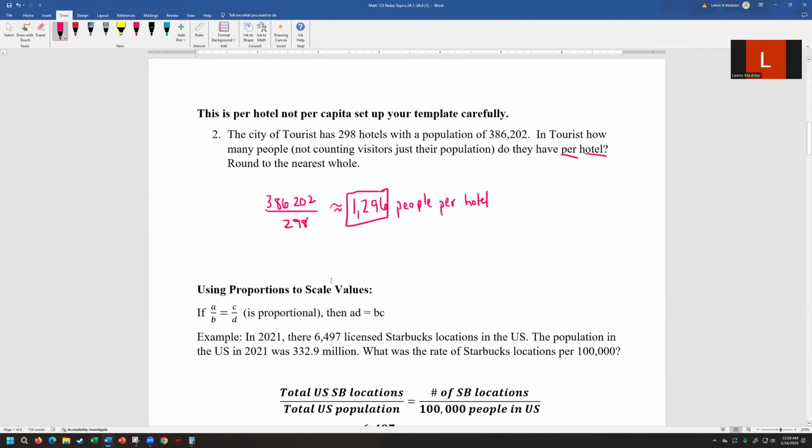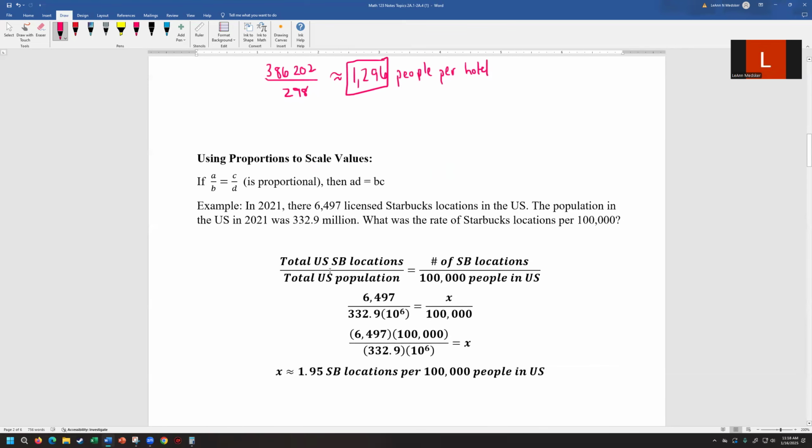All right, we want to also talk about using proportions to do what's called scaling. Scaling means that you're trying to figure out the number. It's almost like population density type problems. You have, say in a state, a total number of people and a total number of businesses. You may want to know how many of those businesses there are per every 10,000 people, or every 100,000 people, or every million people.